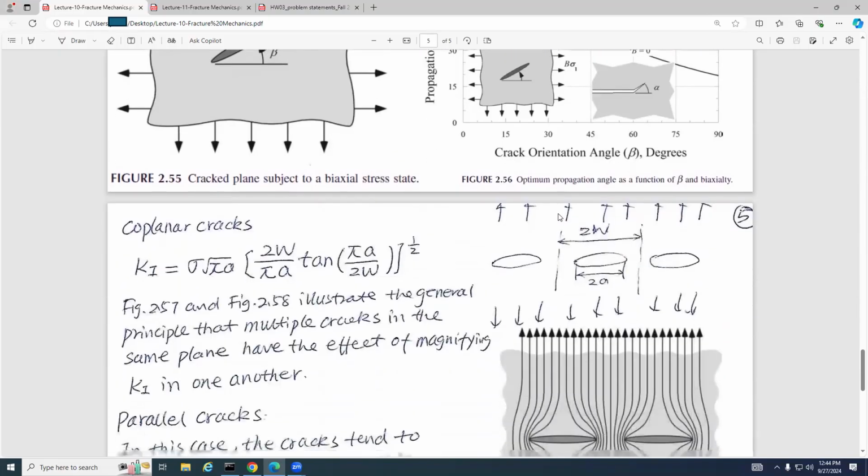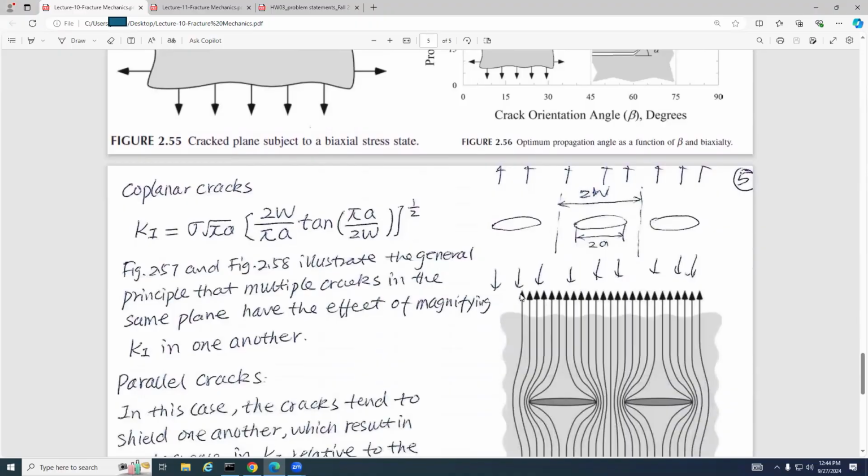Coplanar cracks. What are coplanar cracks? Coplanar cracks means that we have a pattern. We have a crack here, and then we have a crack here, we have a crack here. And how can we calculate this one's Ki? We use this equation.